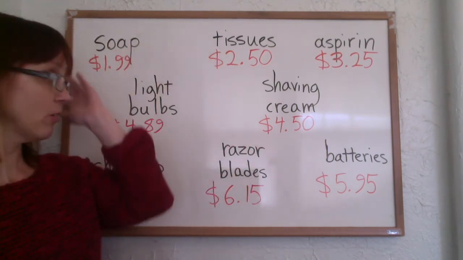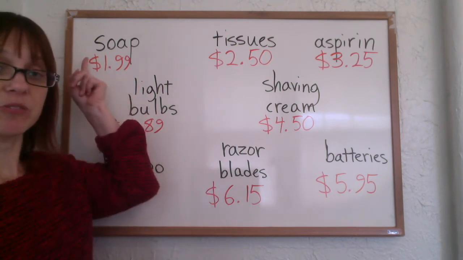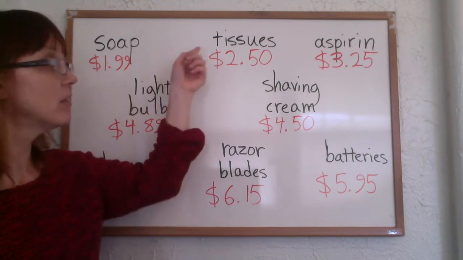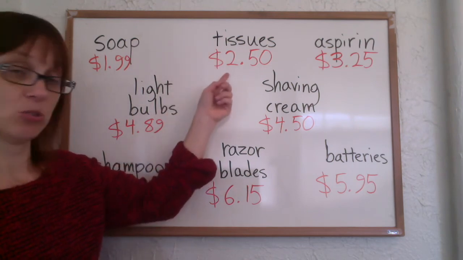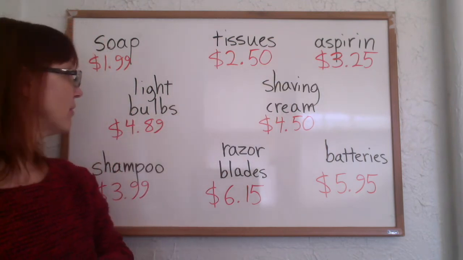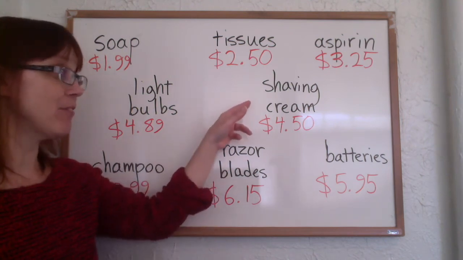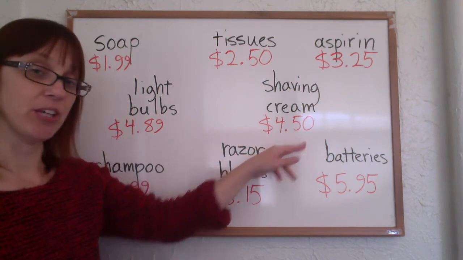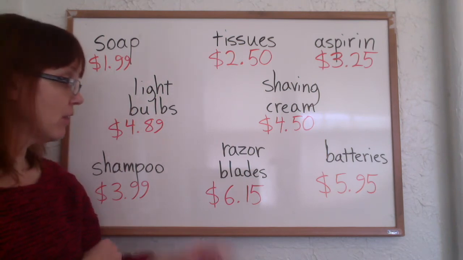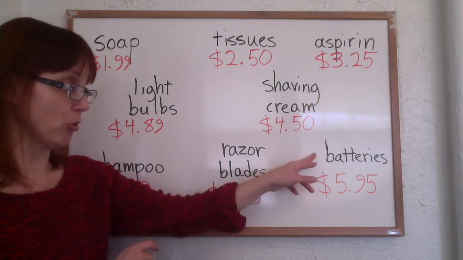Here are some examples of items and prices from a pharmacy. What is this? Soap. $1.99. Tissues, $2.50. Aspirin, $3.25. Light bulbs, $4.89. Shaving cream, $4.50. Shampoo, $3.99. Razor blades, $6.15. Batteries, $5.95.